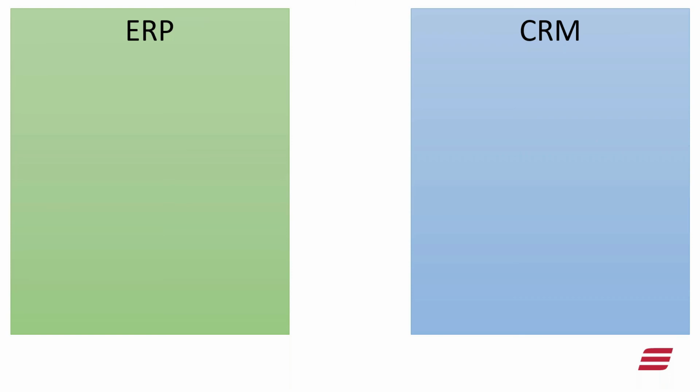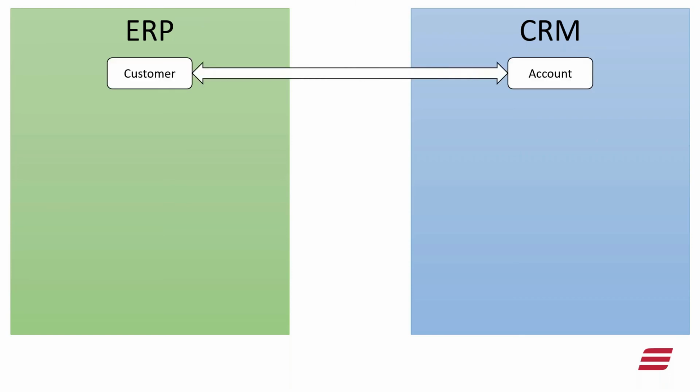Okay. There are pieces of data that have to exist and work together in both systems. For example, we've got an account and a customer. A change to one needs to be reflected in the other system because the account gets used in all the transactions on the CRM side. On the ERP side, the customer gets used in all the transactions. This is master data and it needs to line up with each other.